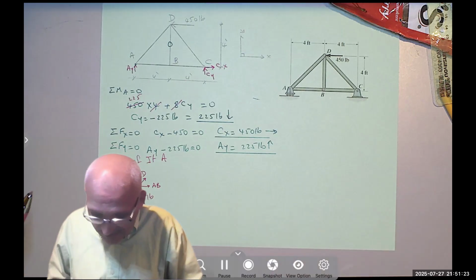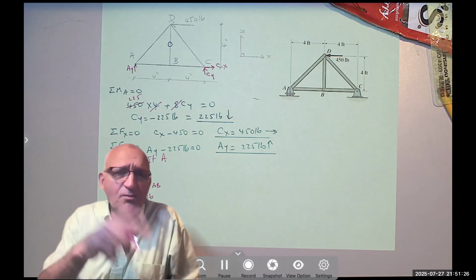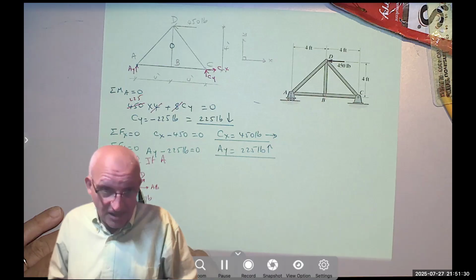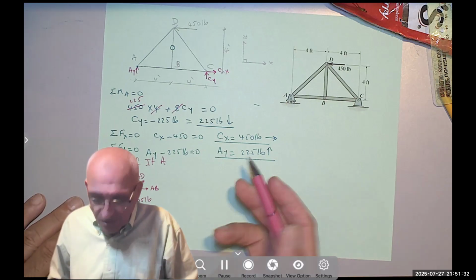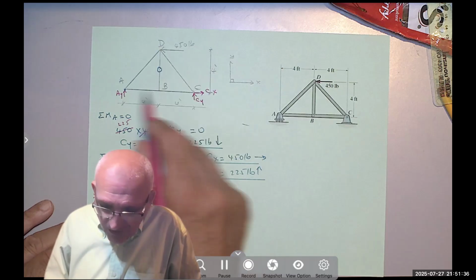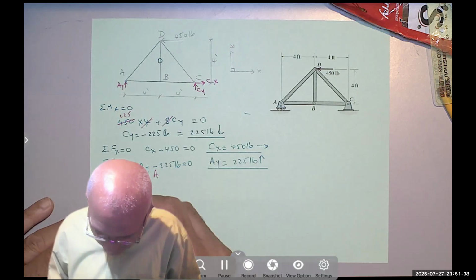And that's not a complete free body diagram. Why? Because I don't know this angle. Should I know this angle? Of course. Do you see that this is a right triangle? The base is 4, the height is 4, so this angle is 45 degrees.